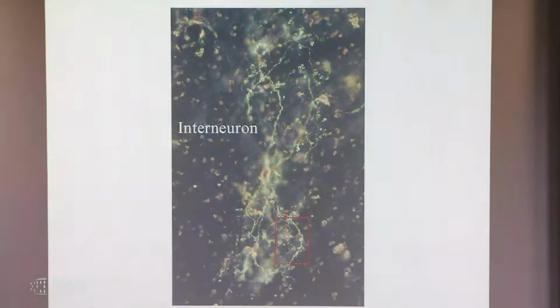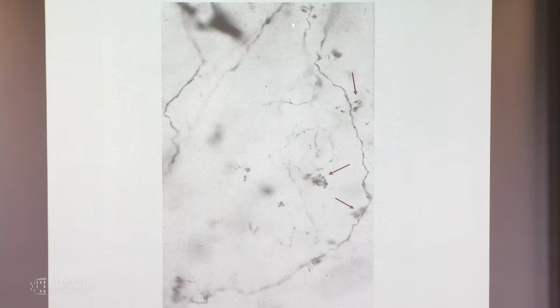Here's a stain of an interneuron, and these dendrites look like axons with terminal arborizations. If we take a blow-up of this area here, this looks like an axon, but it's actually a dendrite with clusters of appendages that look like the presynaptic terminals you'd find in an axon. And in fact, they are presynaptic terminals.